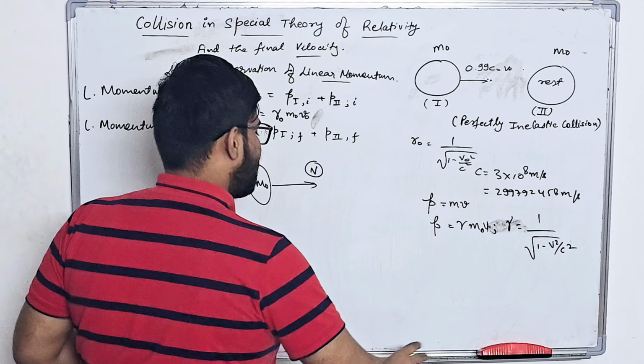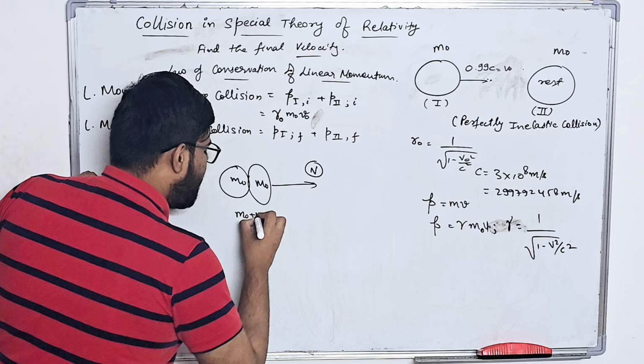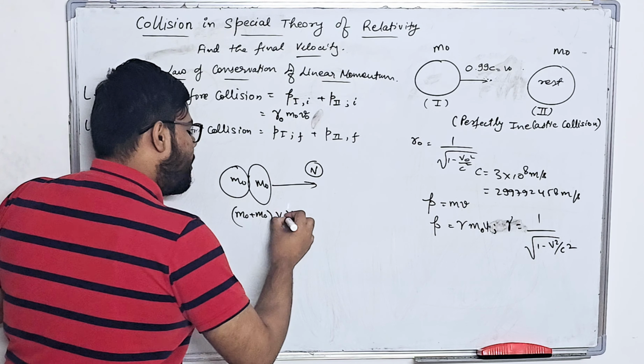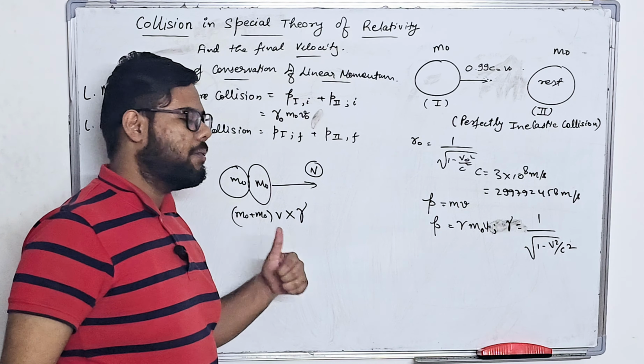Understood? Okay. So what will be the final momentum? It will be m naught plus m naught, the total mass, into the velocity times gamma, correct? Where gamma is with respect to this velocity now, right?